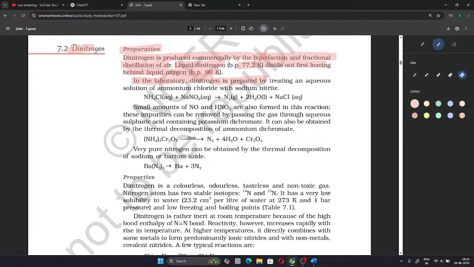In the laboratory, dinitrogen is prepared by treating an aqueous solution of ammonium chloride with sodium nitrite: ammonium chloride plus sodium nitrite gives nitrogen gas, the dinitrogen, water and salt. Small amounts of nitrogen monoxide and nitric acid are also formed in this reaction. These impurities can be removed by passing the gas through aqueous sulfuric acid containing potassium dichromate.